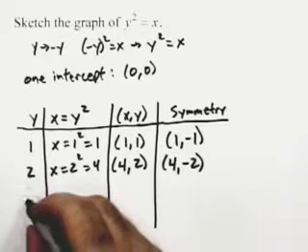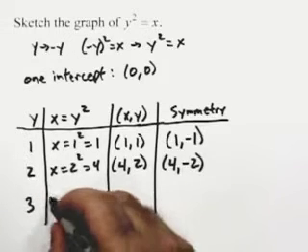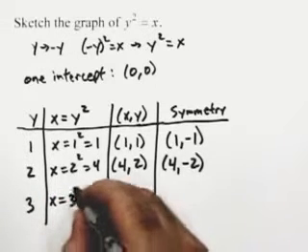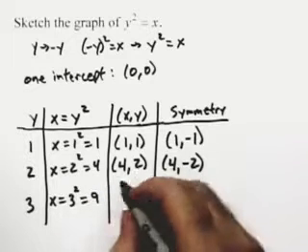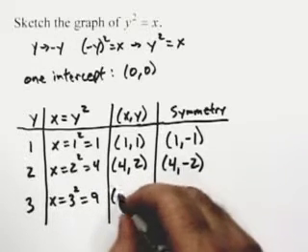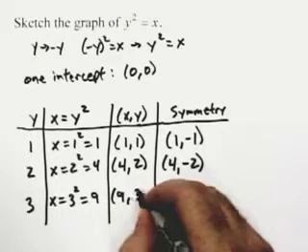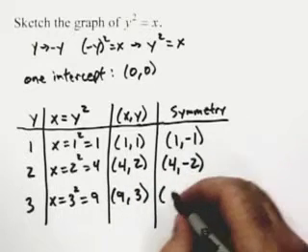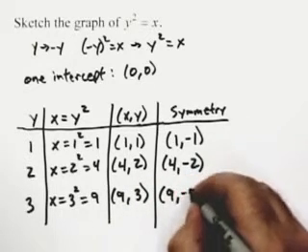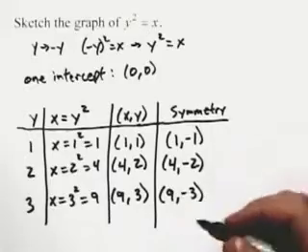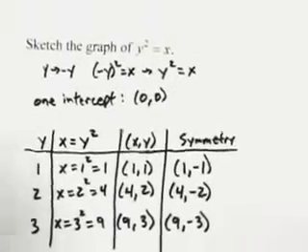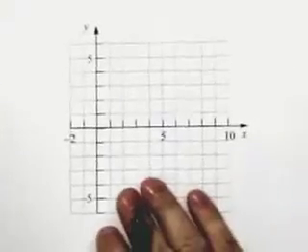Do one more value for y. Let y equal 3. x is equal to 3 squared, which is 9. Again, watching the order, we'll get our ordered pair as 9, 3. Using symmetry, we get an additional point, 9, negative 3. So our next step is to plot those points that we found, including our intercept.